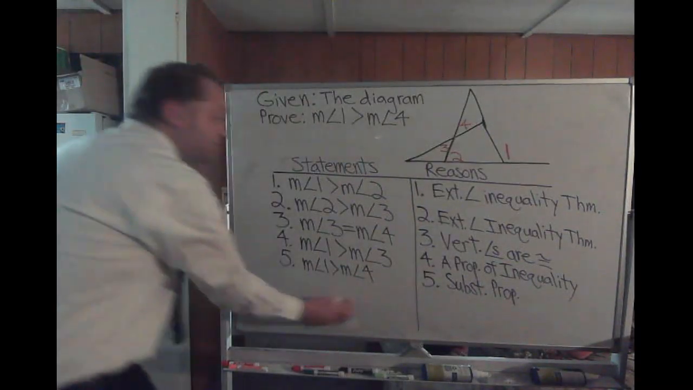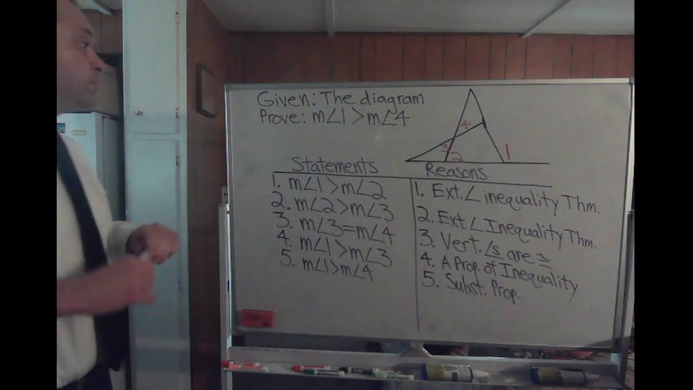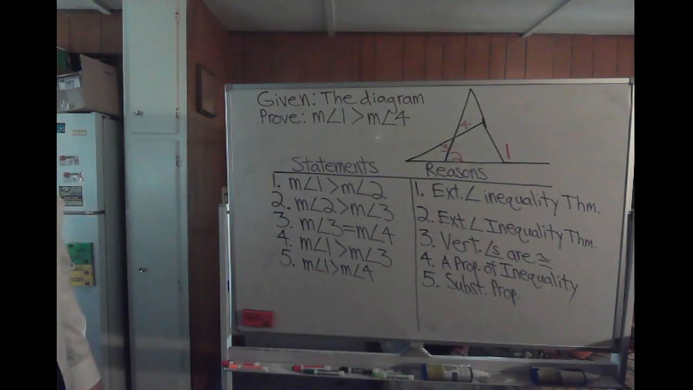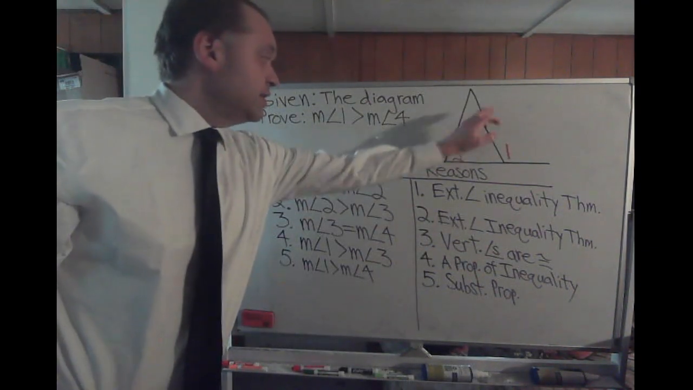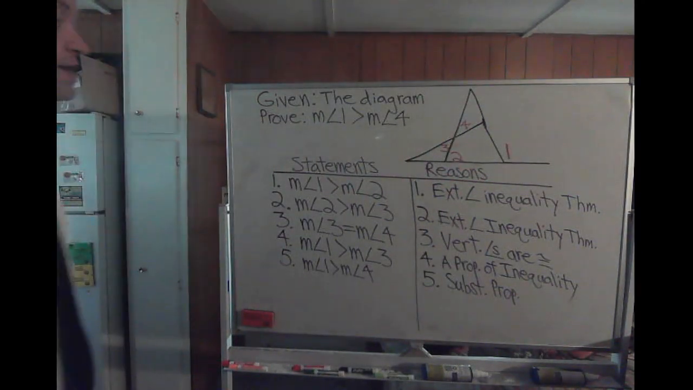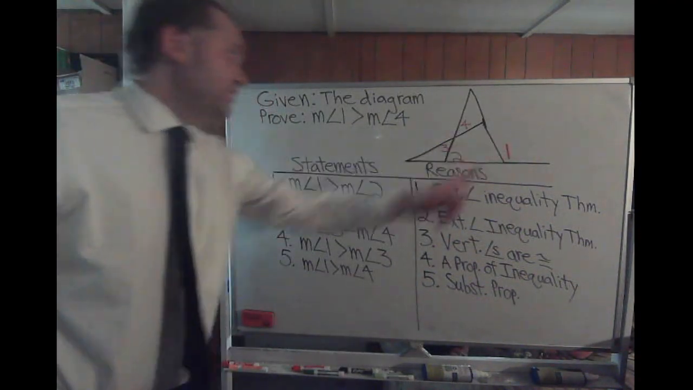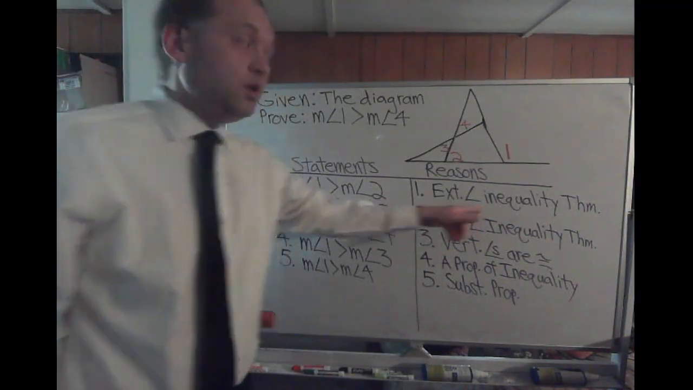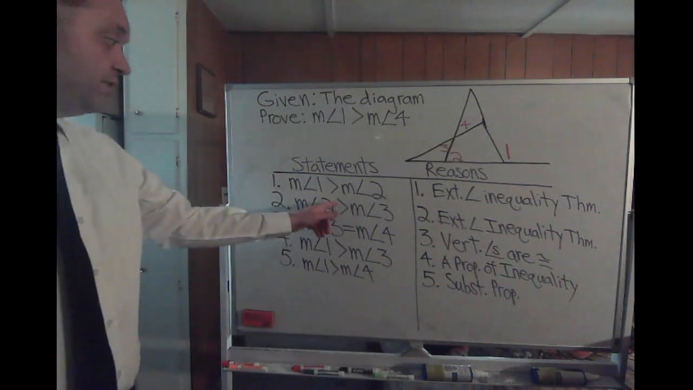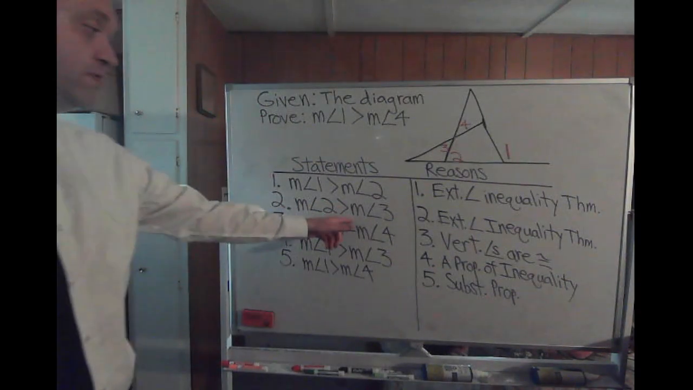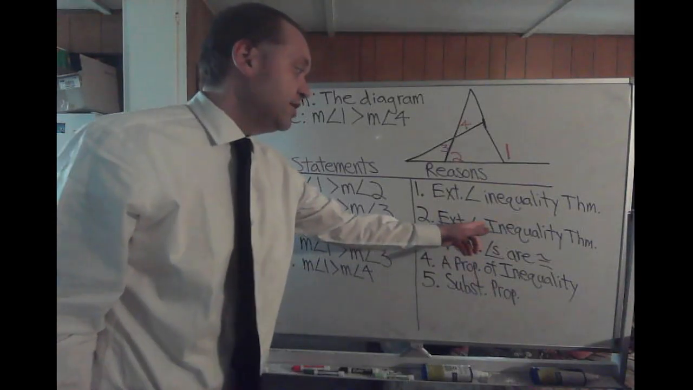Okay, so let's go through this proof again real quick. All they gave us is the diagram where you have two big triangles and each triangle split into two subtriangles. And then you have exterior angle 1. We can make the first statement right off the bat that angle 1 is greater than angle 2 because of the exterior angle inequality theorem. For the same reason, we can say for our second statement that the measure of angle 2 is greater than the measure of angle 3, also by the exterior angle inequality theorem.